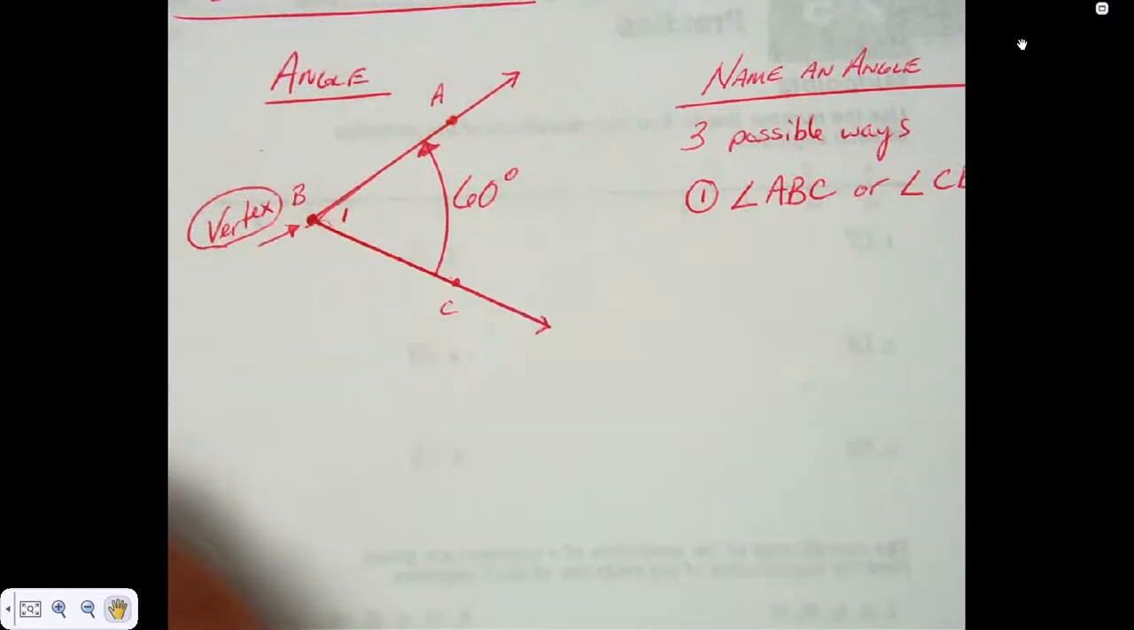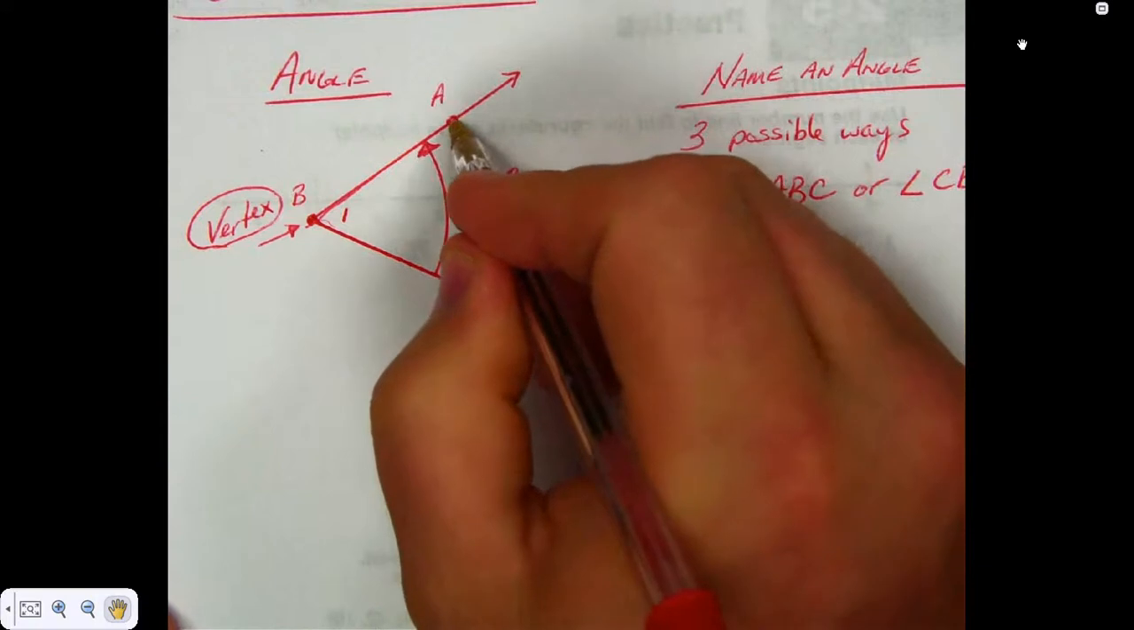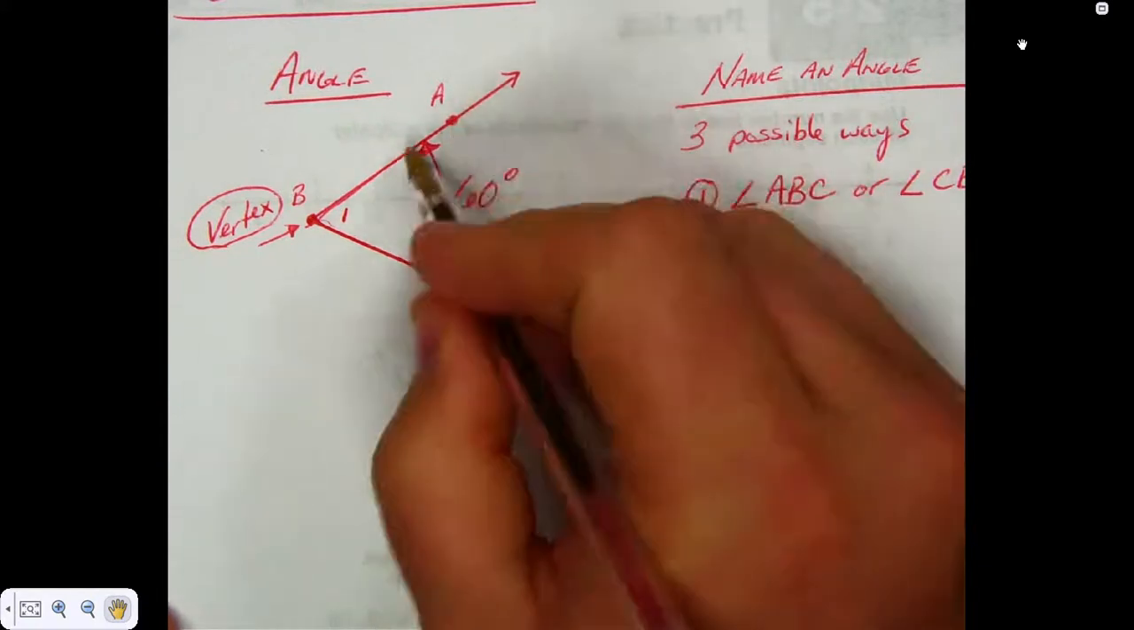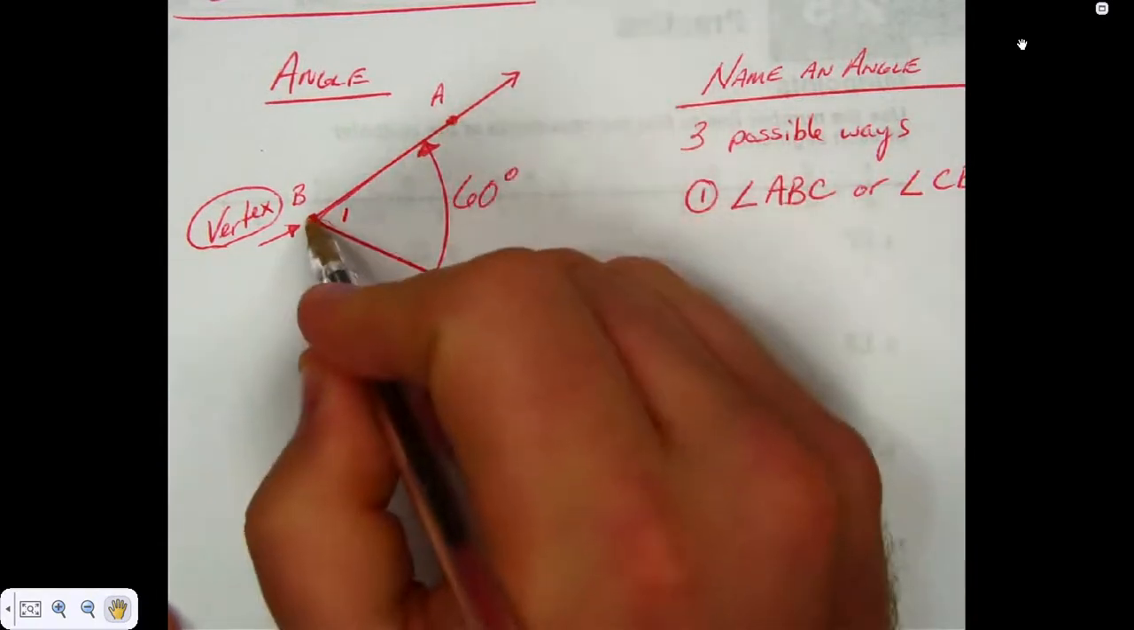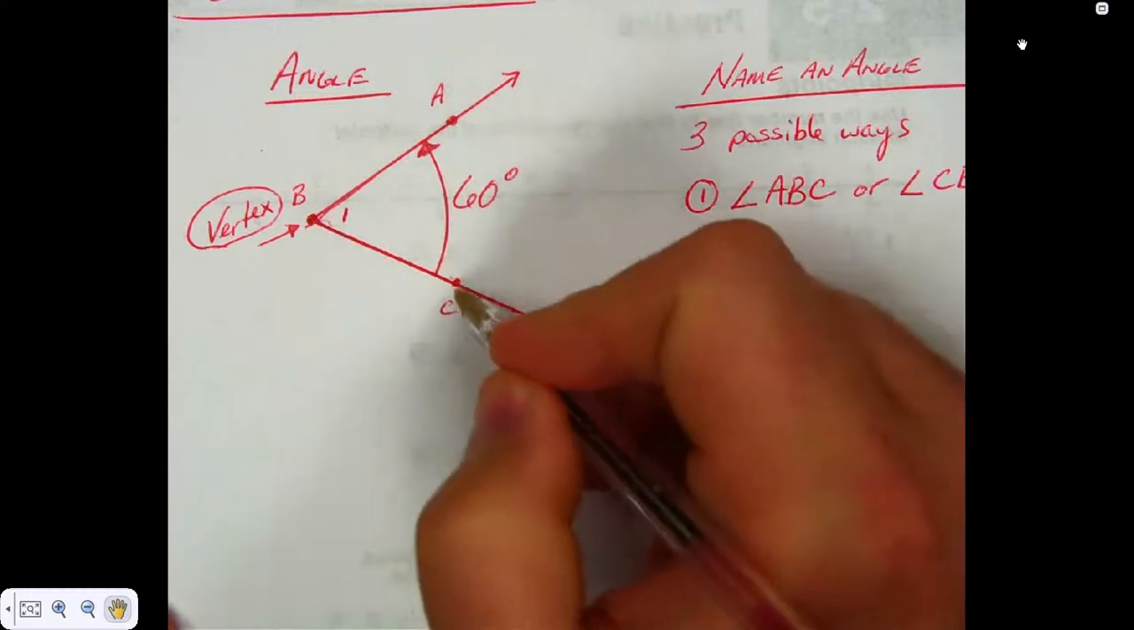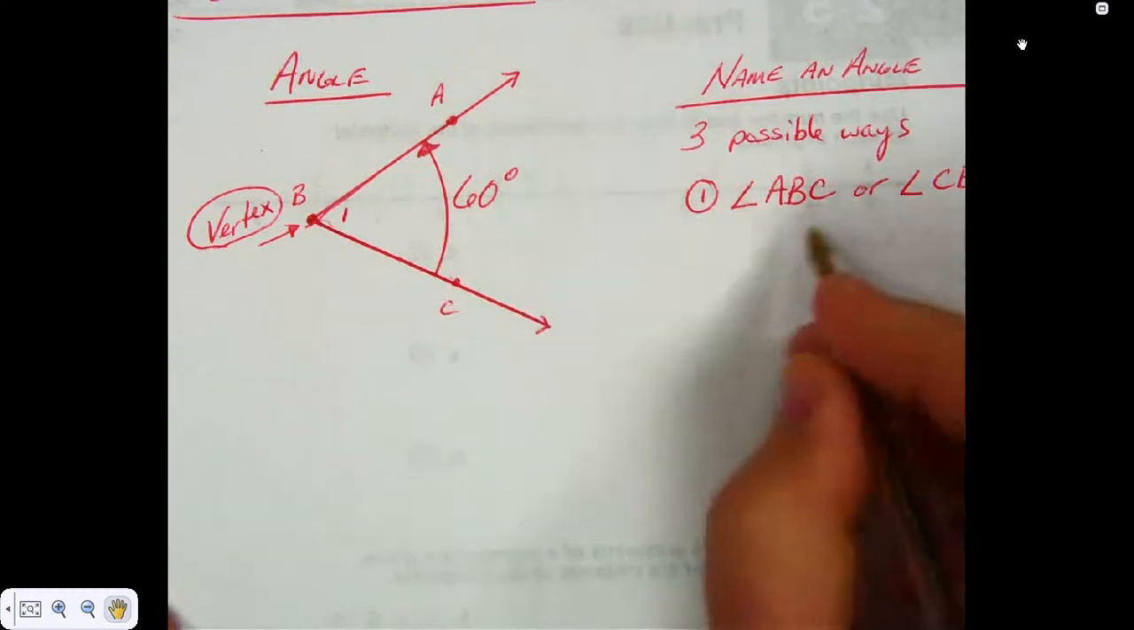Vertex, where it changes direction. Basically, you're going to name a point on one side. This is called a side of the angle. You're going to go to the vertex, to the point where it changes direction, and then you're going to go to another point on it. So that's one way you could.